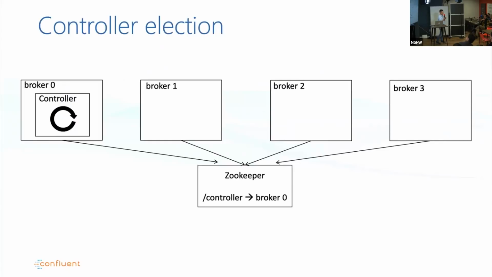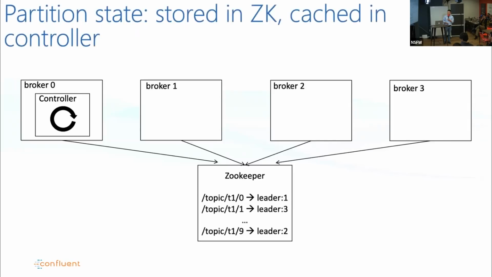Every time you bring up a broker, every broker will try to write its value to this controller path. Of course, only one of the brokers can win the creation of this path, right? Because if the path already exists, you can't create the same path again, you'll get an exception. So whoever wins that creation becomes the controller. In this case, broker 0 wins that path, so it's the controller. It writes a little bit of metadata about itself in this path, so that we know who the controller is.